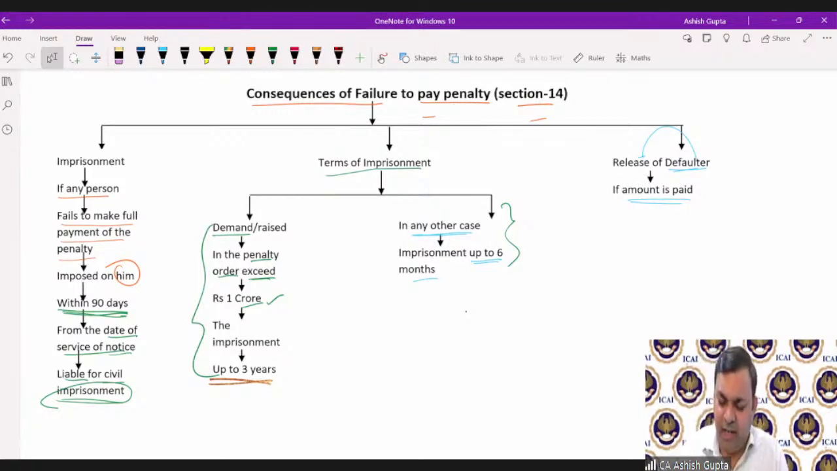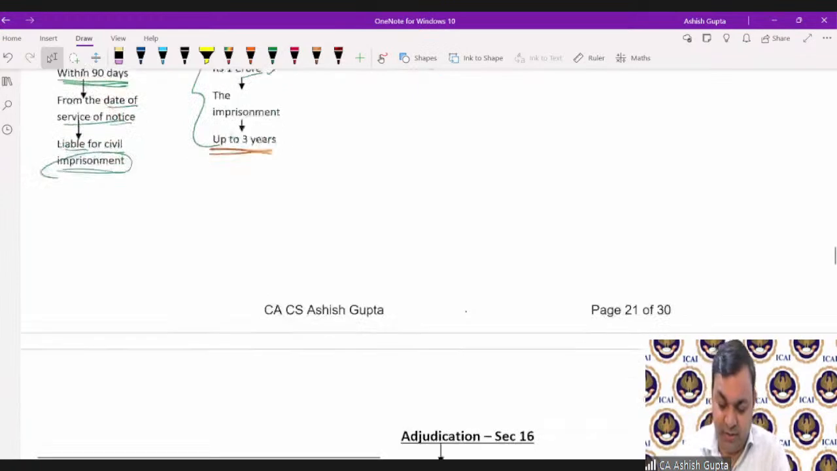Okay, so whatever penalty is imposed on you, you need to pay that penalty amount within 90 days. If a person fails to pay the penalty amount, that attracts civil imprisonment. And how much is the civil imprisonment? The law has prescribed that if the demand or the amount raised in the notice exceeds 1 crore, then there is imprisonment up to 3 years. In any other case, 6 months. Okay.